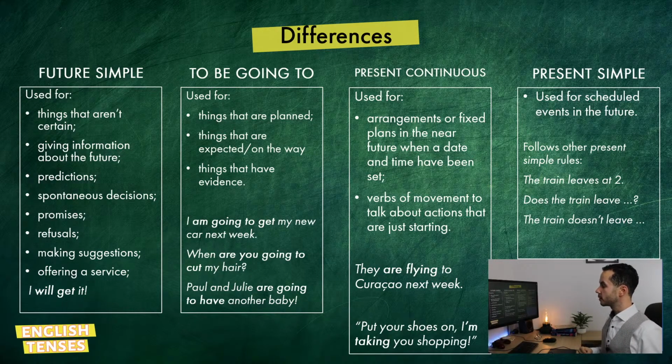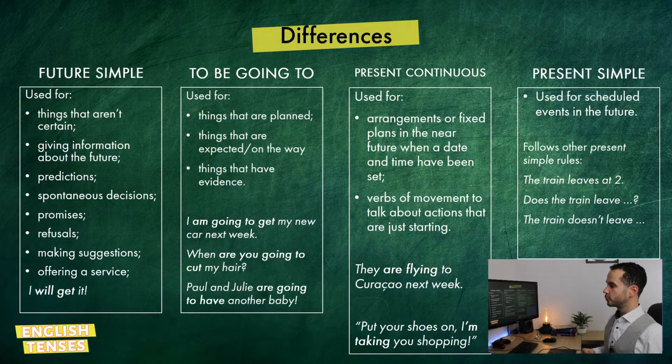Here we have, I am going to get my new car next week. That's something that's planned. When are you going to cut my hair? Which is kind of expected and it's on the way-ish. So you've asked someone whether they can cut your hair and you want to know when this is going to happen. When are you going to do this? Finally, we have Paul and Julia are going to have another baby, and of course there's evidence of this. This person is pregnant.